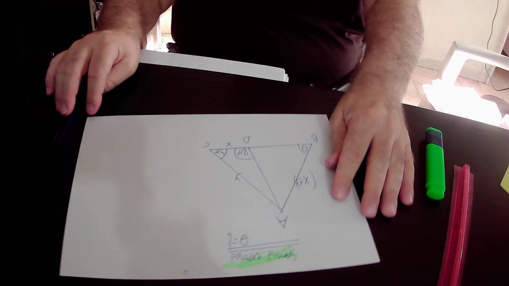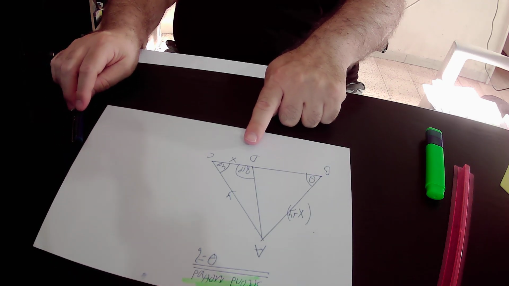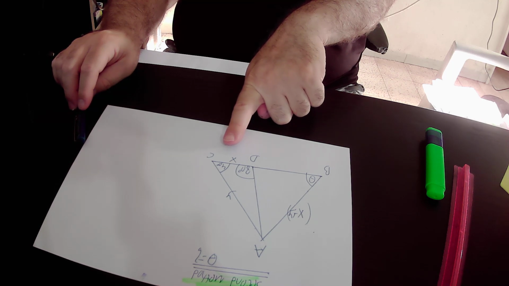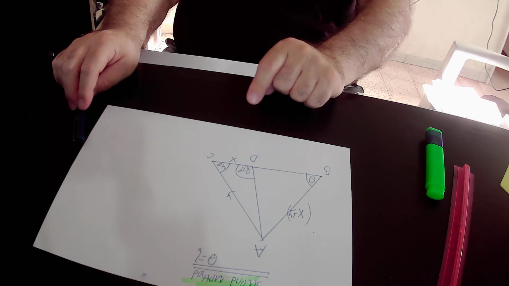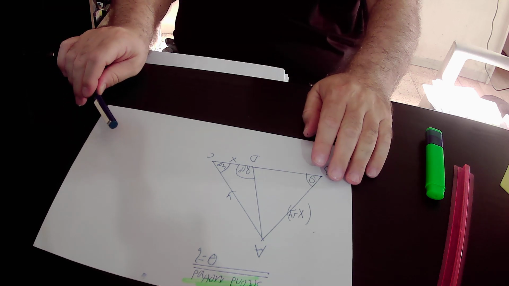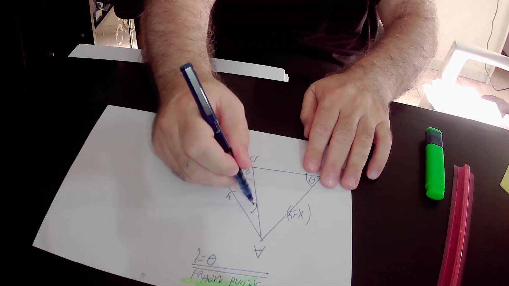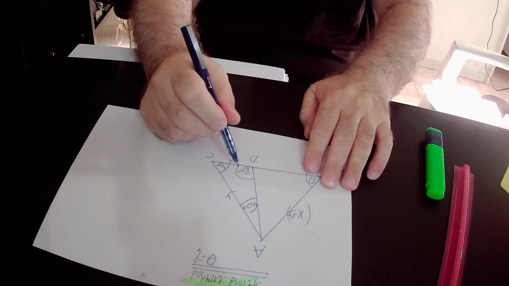Here, in the second method, we'll focus on triangle ADC. In triangle ADC, this angle equals 80 degrees, this angle equals 40 degrees. 80 degrees plus 40 degrees is 120 degrees. So the sum of those two angles is 120 degrees. Therefore, the third angle must be equal to 60 degrees, because 60 degrees plus 120 degrees equals 180 degrees.